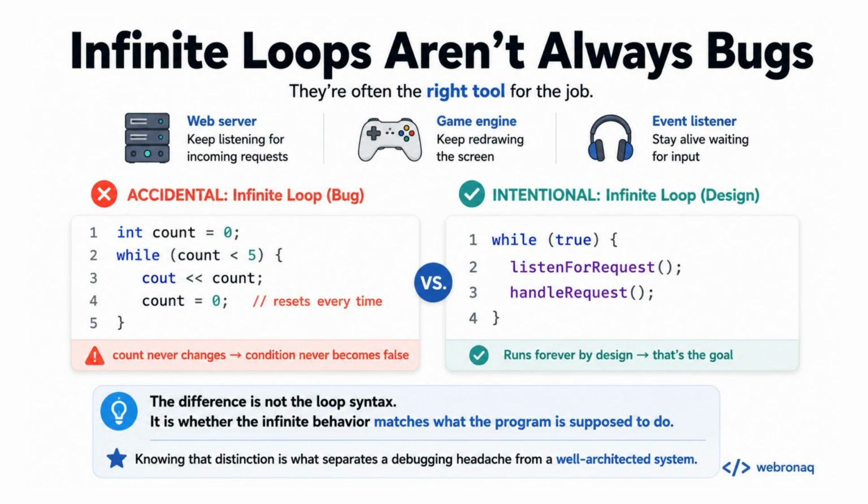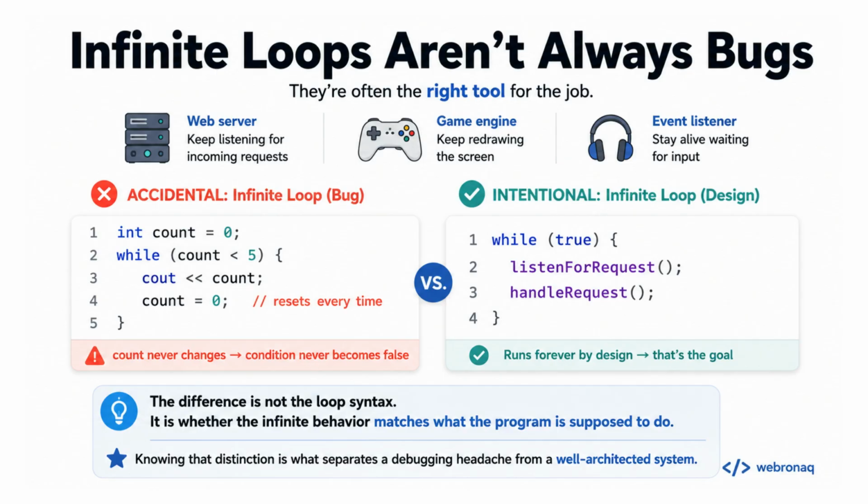Let me show you something that surprises a lot of beginners. Infinite loops are not always bugs. Programmers write them on purpose all the time. A web server, for example, needs to keep listening for incoming requests around the clock. A game engine needs to keep redrawing the screen every frame. An event listener needs to stay alive, waiting for input. In all of these cases, a while true loop is exactly the right tool.